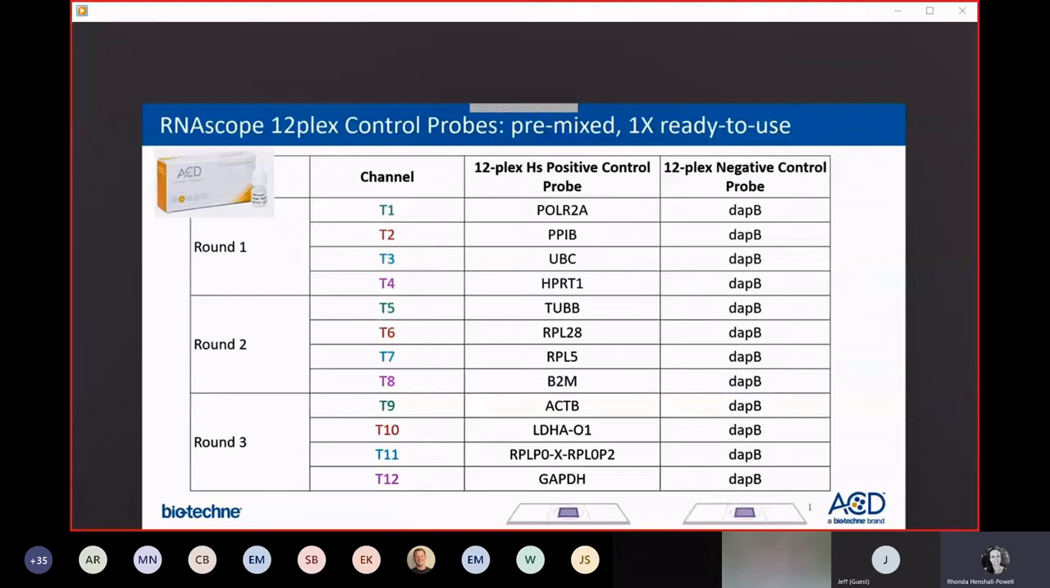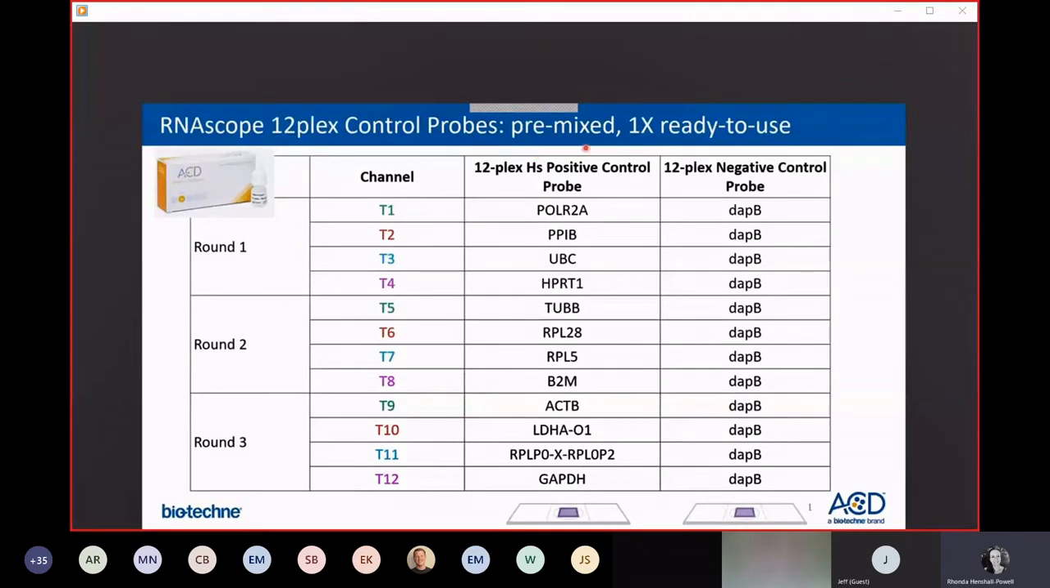The control probes are pre-mixed, ready to use at 1x concentrate. And these control probes, like the other HiPlex reagents, come in these little dropper bottles. So it's really easy to drop these reagents onto your slide. You barely even need a pipette.